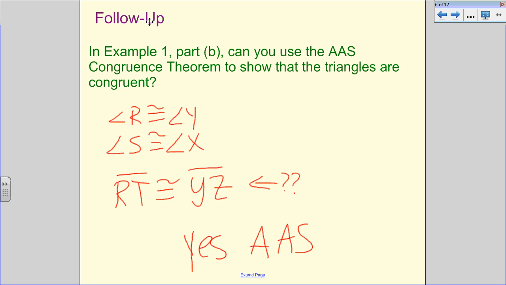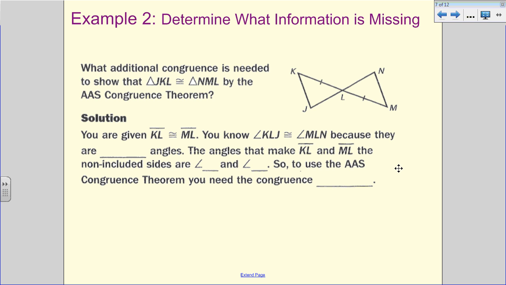All right, so let's take a look at example 2. We need to figure out what information is missing. What would we need to know? What additional information is needed to use the angle side congruency theorem? We're looking at triangles JKL and NML, and we want to use angle side, which means we don't want the side to be between our two angles. What we're given is KL is congruent to ML.